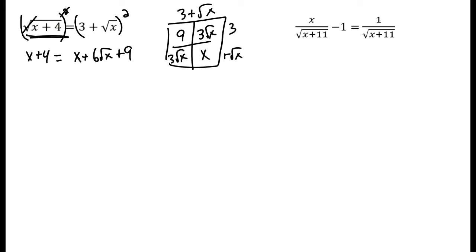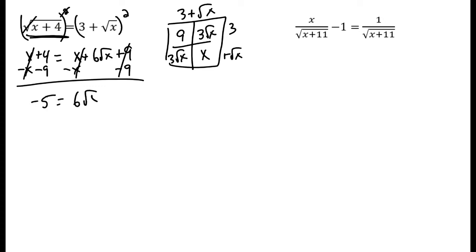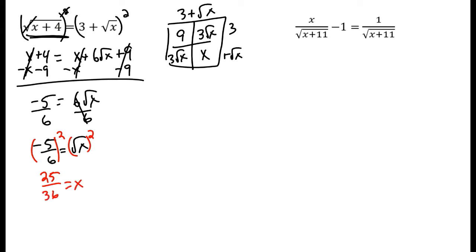I need to isolate this square root now, so let's subtract x, subtract 9. So I'm left with negative 5 equals 6 radical x. If I divide by 6, I get negative 5 over 6 equals the square root of x. But then when I square both sides here, I get 25 over 36 equals x. Now I need to see if that's a solution.